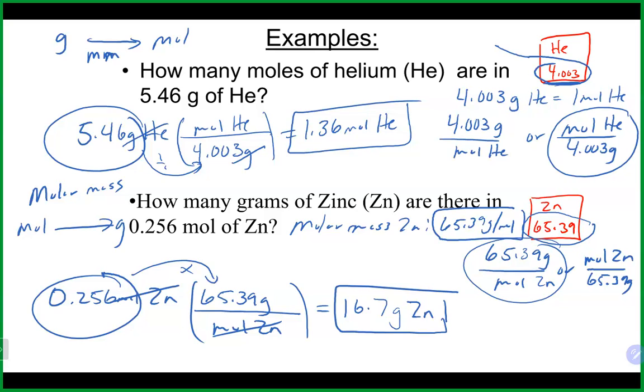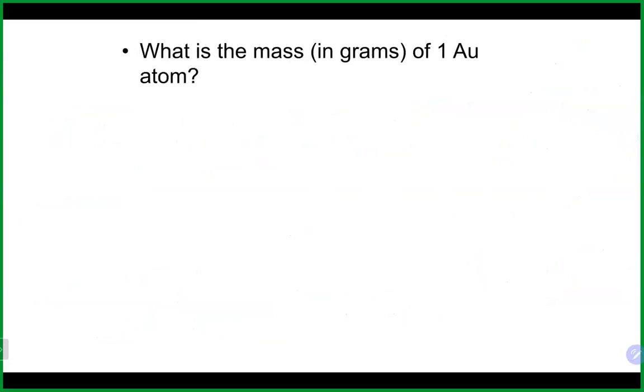All right, so why don't you try another one here then? We want to know, what is the mass in grams of one gold atom? And gold is 196.7. So if we look up gold on the periodic table, 196.7. All right, give it a calculation.